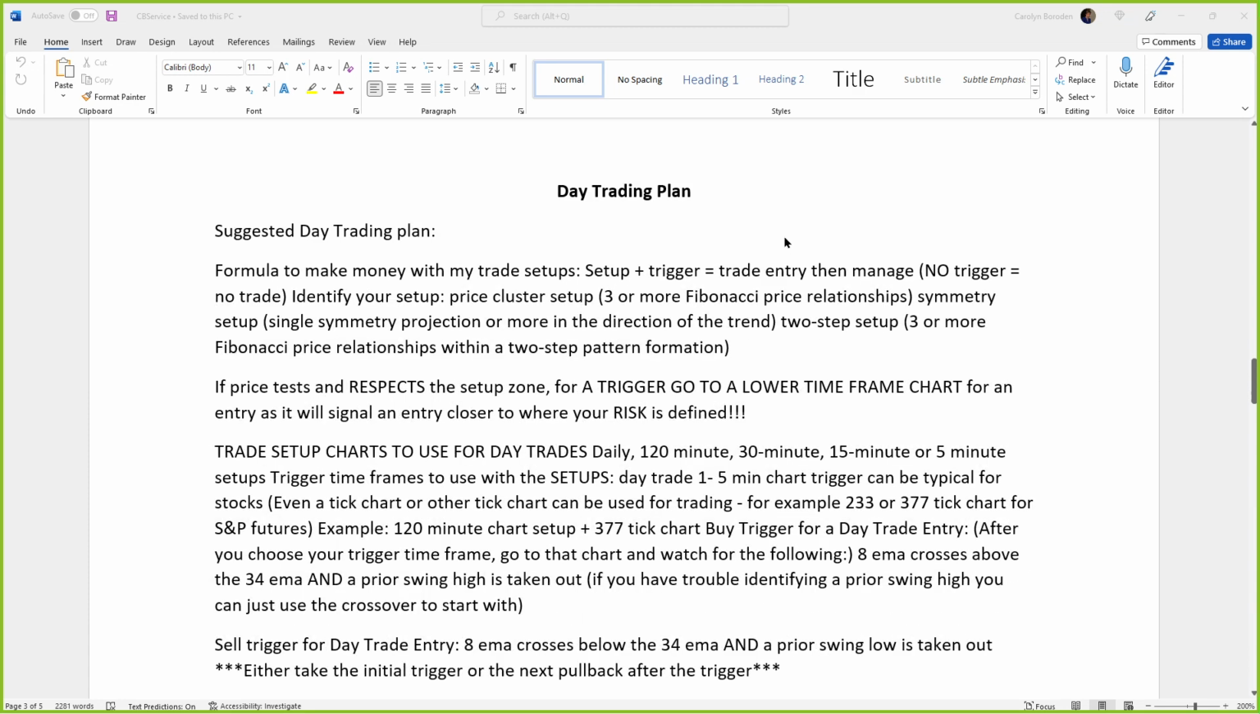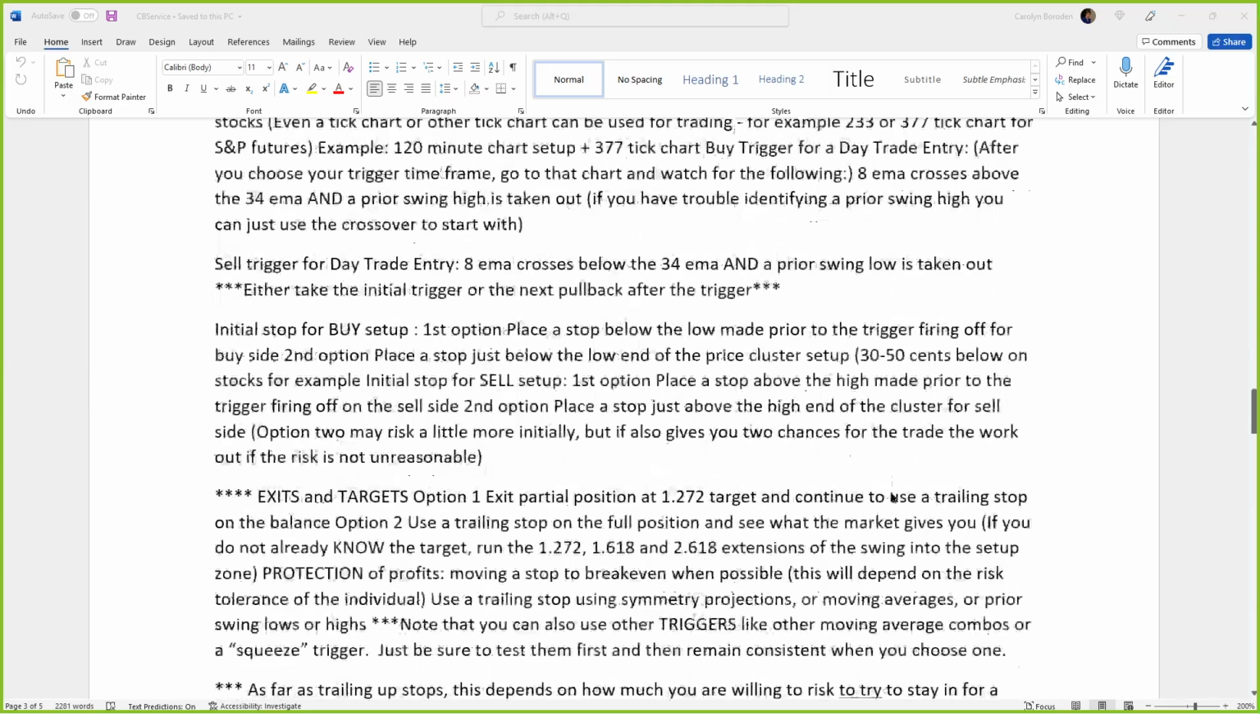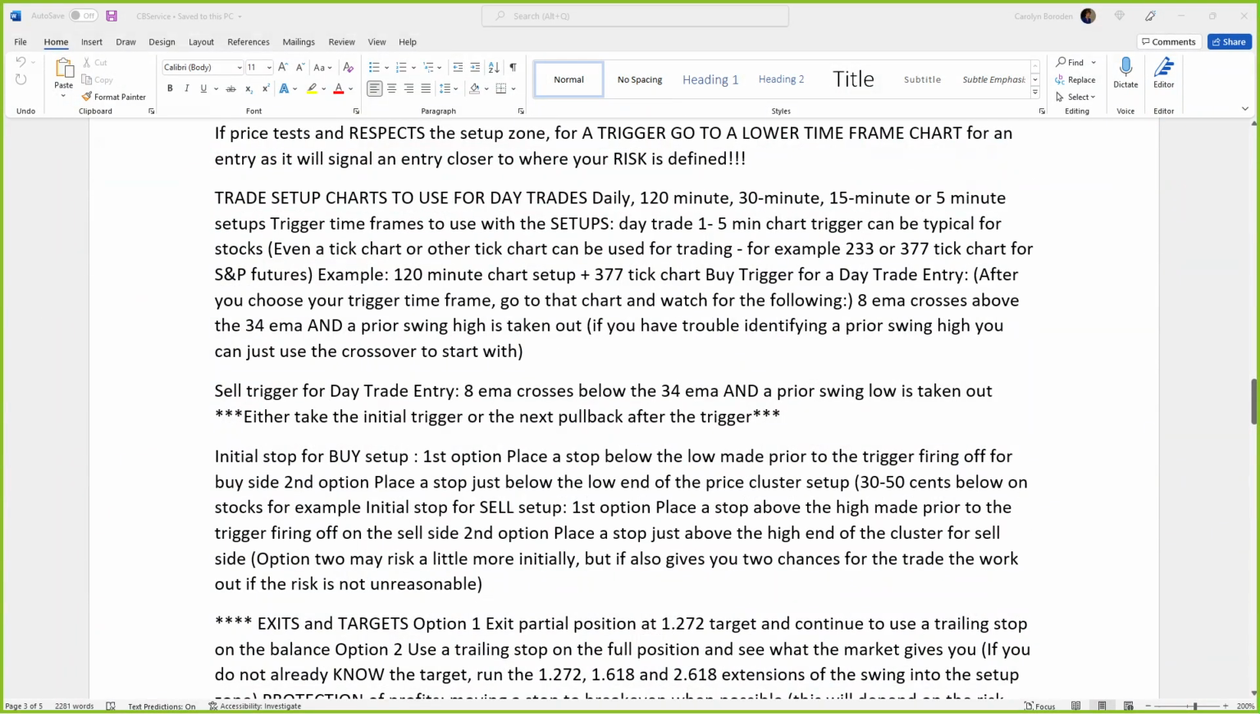So we're looking at the day trading plan. For example, a sell trigger for a day trade entry. Now, I like to use the 8-34 EMA combo. There will be other times that you might want to change that if you do want to be more aggressive. But I want to see the moving average crossover with the 8-34, and then I also want to see a prior swing low taken out, okay? Because that's basically showing you the shift in pattern. Once we see both of those, then it's okay to take the trade.